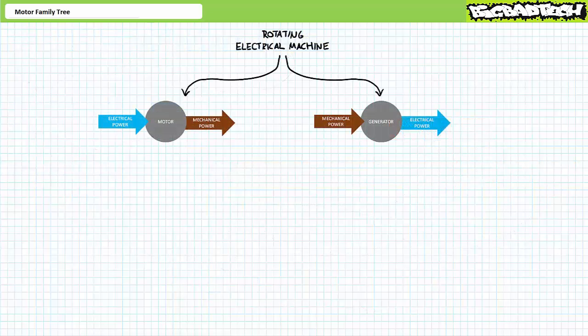Right up front, I'm issuing a correction about the title of this lecture and the family tree it's referring to. It would be more appropriate to call this the rotating electrical machine family tree, where the broader title pays homage to the dual nature of rotating electrical machines, motors on one side and generators on the other.